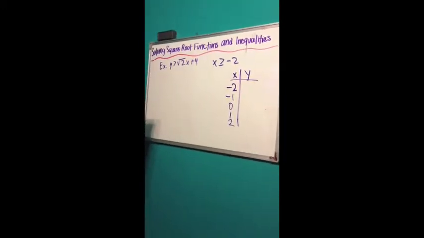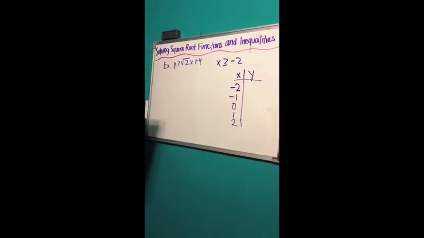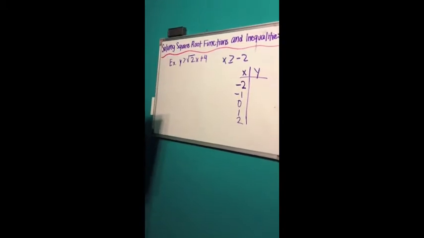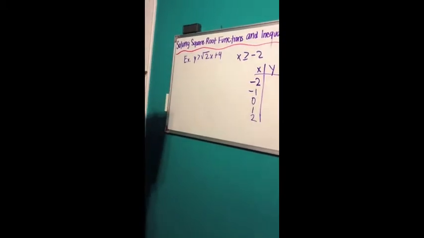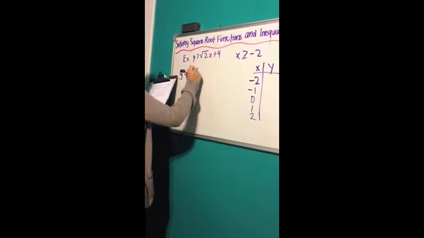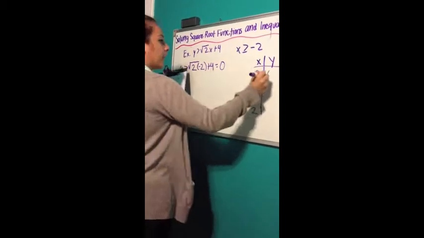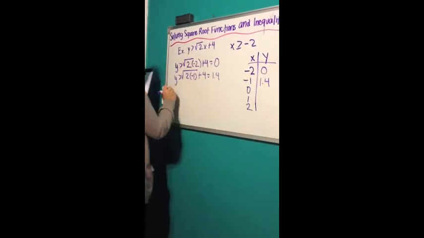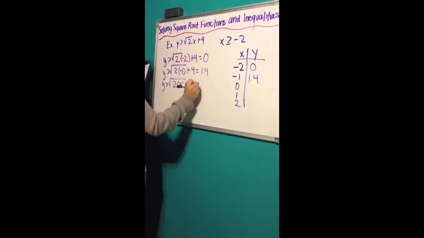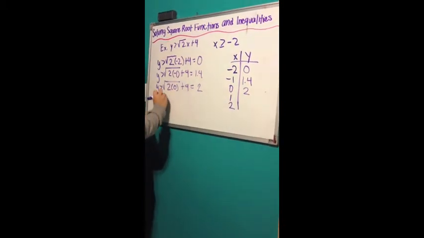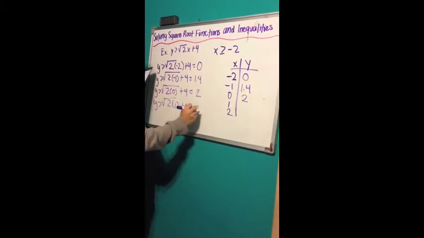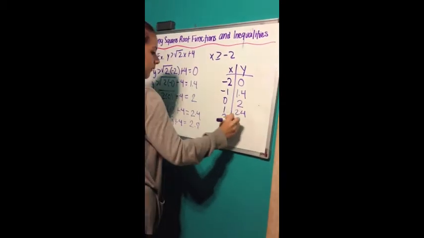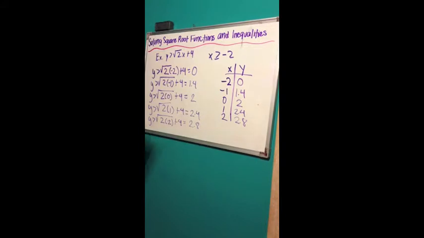Once that is done, we will plug in x into the original equation, y is greater than the square root of 2x plus 4, to find values for y. Now we are ready to graph.